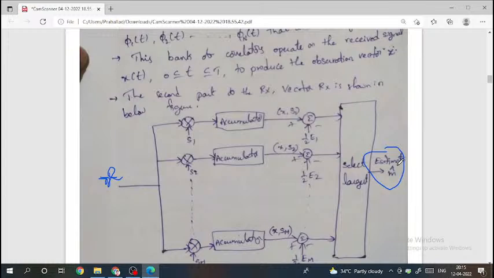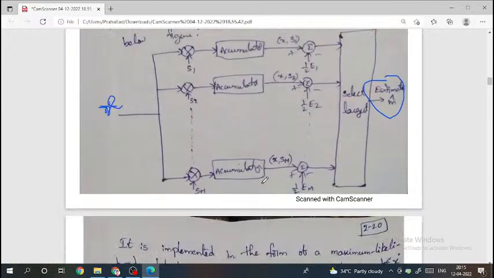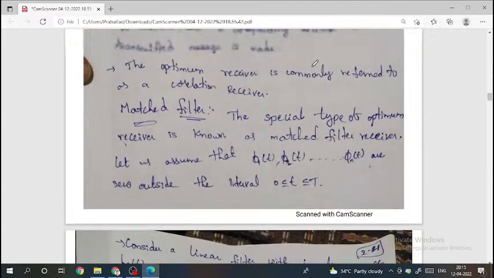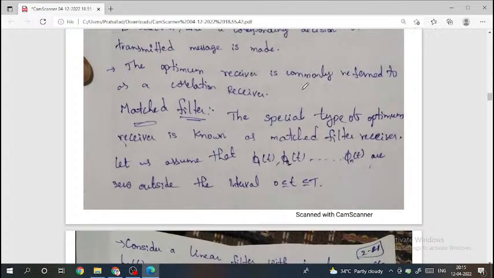The receiver consists of two parts, the detector and the vector receiver. From the detector, the input signal is converted into the observation vector. In the vector receiver, the observation vector is converted into the estimate M cap, which corresponds to the largest value of the resultant. Two parts. The optimum receiver is commonly referred to as a correlation receiver. So don't confuse them: correlation receiver and optimum receiver are both the same.